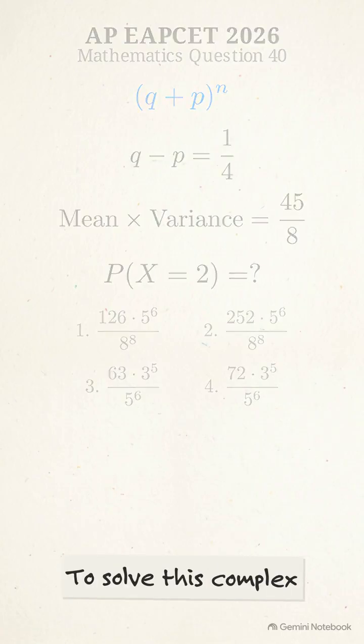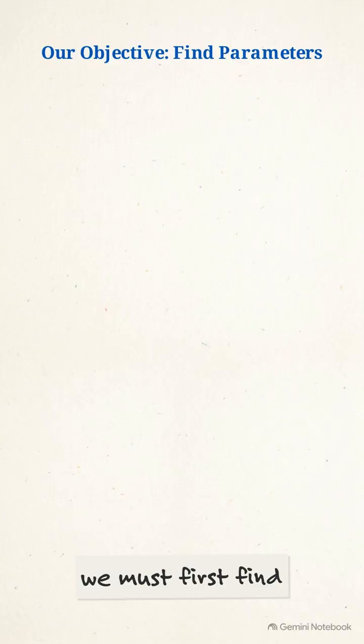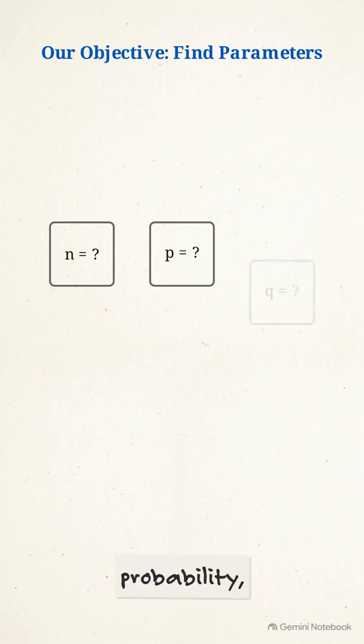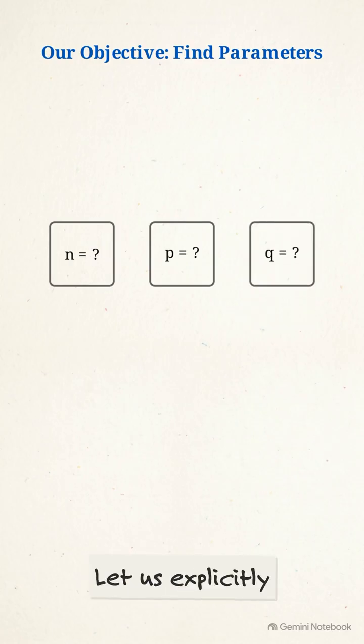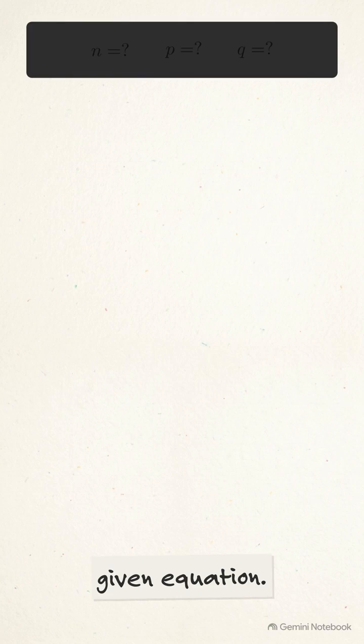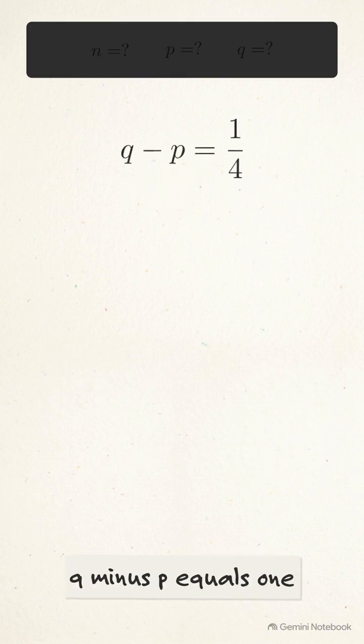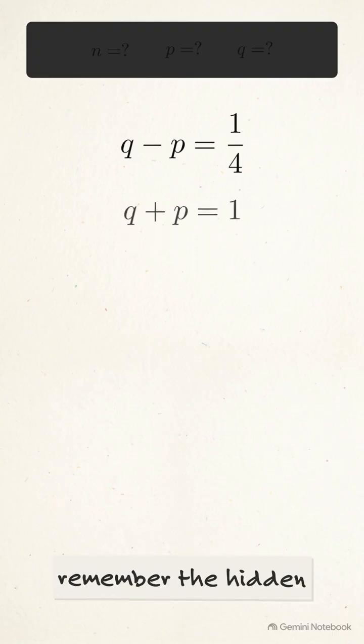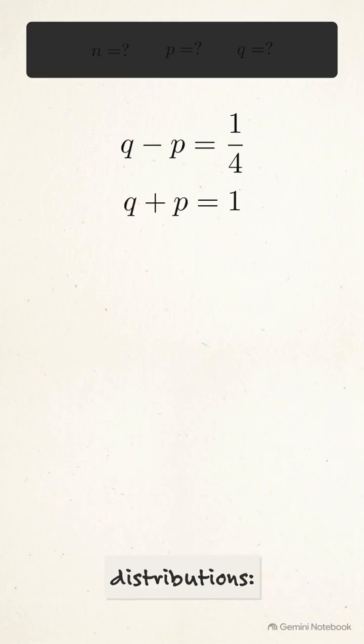To solve this problem quickly, we must first find three unknown values: the number of trials, n, the success probability, p, and the failure probability, q. Let us start with the first given equation. We are given q minus p equals 1 divided by 4. Now, every student must remember the universal truth of binomial distributions. The sum of failure and success probabilities is always exactly 1.